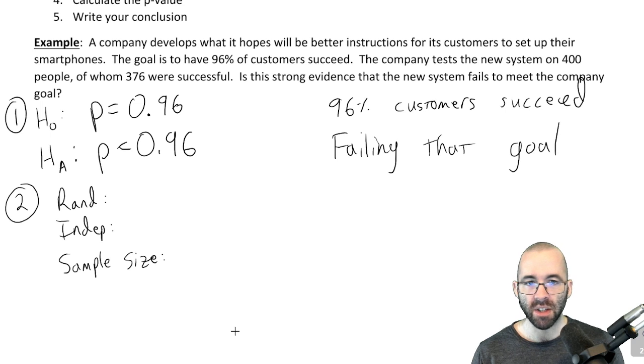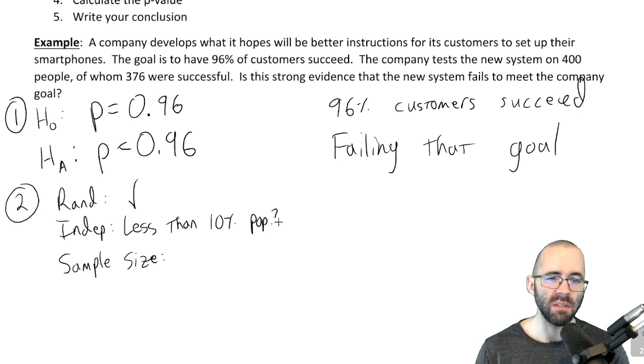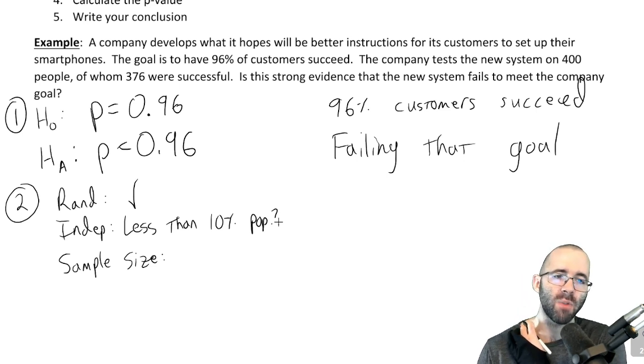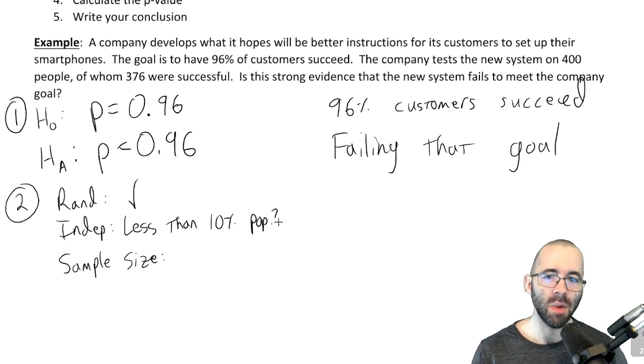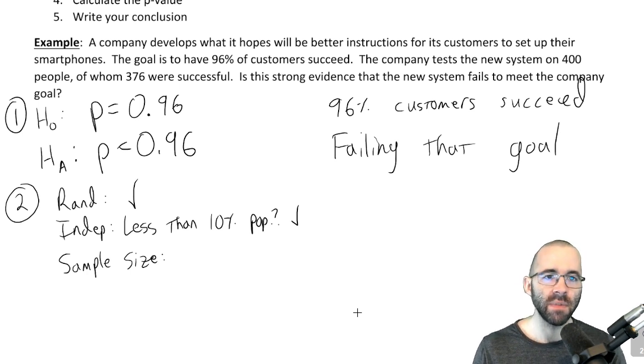So we're just going to assume that these 400 people are randomly selected. We will just assume that. Do we have less than 10% of the population? Remember, that's the 10% condition from unit 1, 2, a long time ago. Yeah, I think we can say that, right? This company is testing something on 400 people. Probably a pretty big company. There's probably a lot of people that are going to be using this. They're making smartphones, okay? There's going to be more than 4,000 people. Yeah, this is less than 10% of the population.